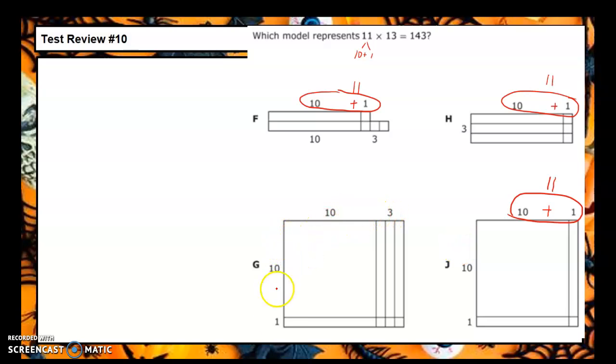Oh, that's 10 plus 3. Let's see if over here. Yep, look, I have it on the side. That's okay. And that represents my 11. All right, so all of those have something that represents 11.